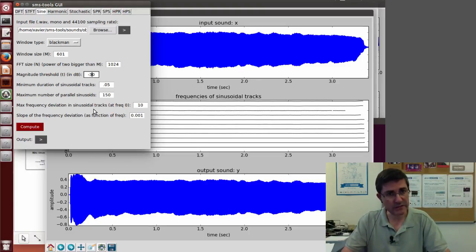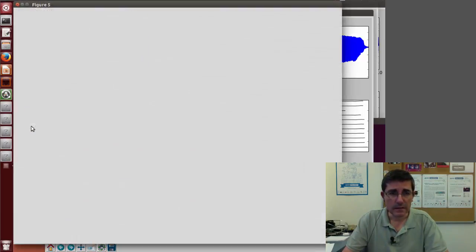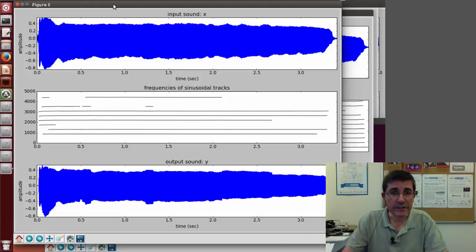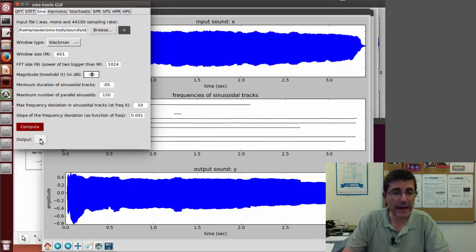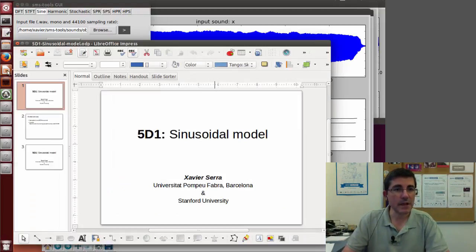What happens if, for example, the threshold is not low enough? Let's put minus 30, for example, and let's recompute it. Now what we are seeing is that it has not been able to capture all the harmonics. The harmonics that were too soft were not analyzed. So let's hear what we got back. Yeah, clearly this is only a part of that sound. And that's basically what I wanted to talk about.